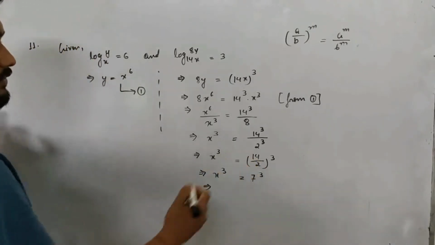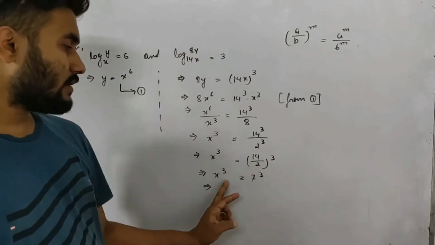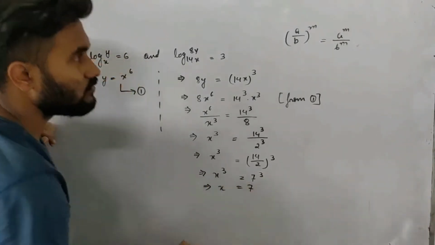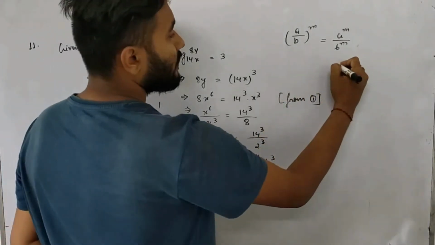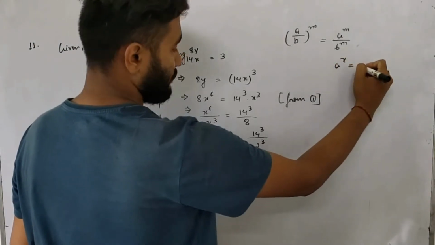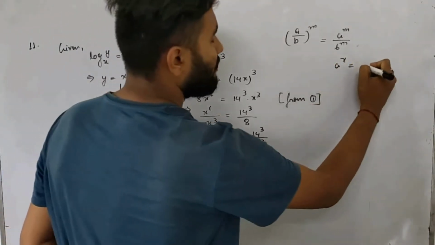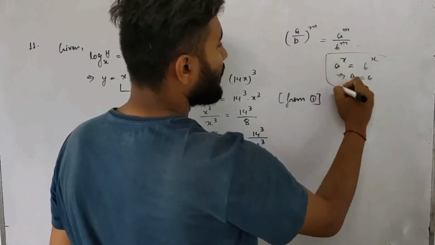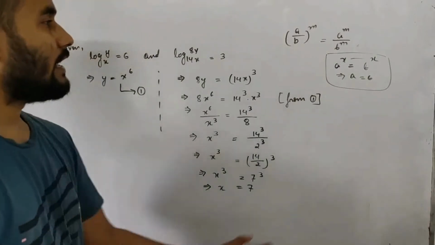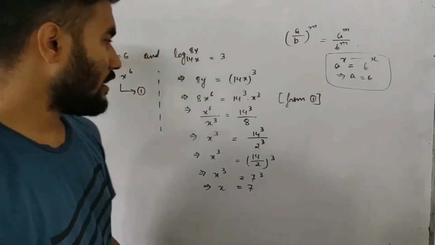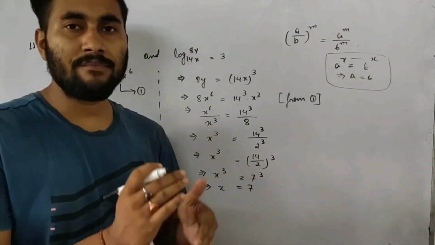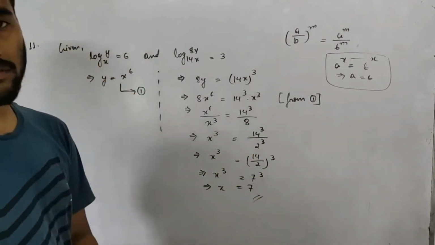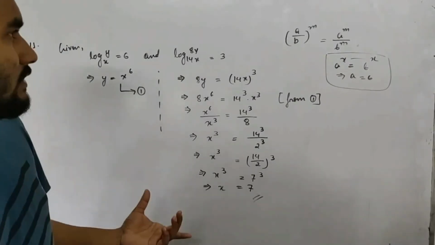Now very nice, clearly we can see that both side power is same. 3 over here also 3. So our base will also be the same. x is equal to 7. What was the property? If a to the power x is equal to b to the power x, power was same, right? Then our a will be equal to b. This property. If power is same, then base is also same. And in opposite way, if base is same, then power is also same. So this property. So what is the value of x? The value of x is 7. So simple maths.